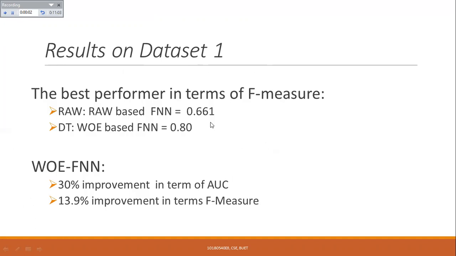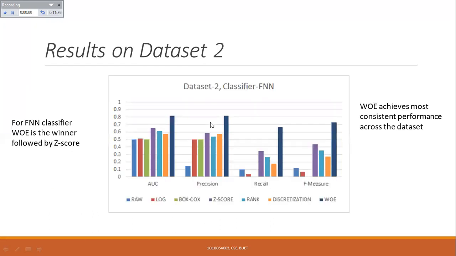So if we clearly want to mention the best performance in terms of F measure on the data set one, the raw-based FNN provides us the 0.60 AUC score, and weight of evidence FNN score is 0.8. The weight of evidence-based FNN achieves the 30% improvement in terms of AUC, and in terms of F measure, it achieves 13.9% improvement.